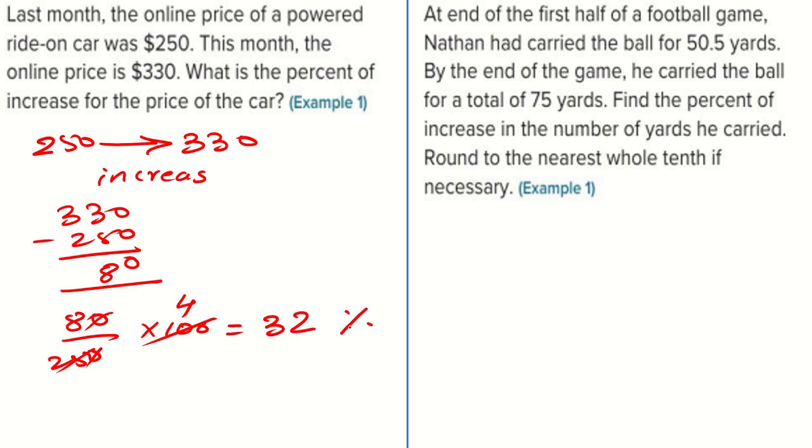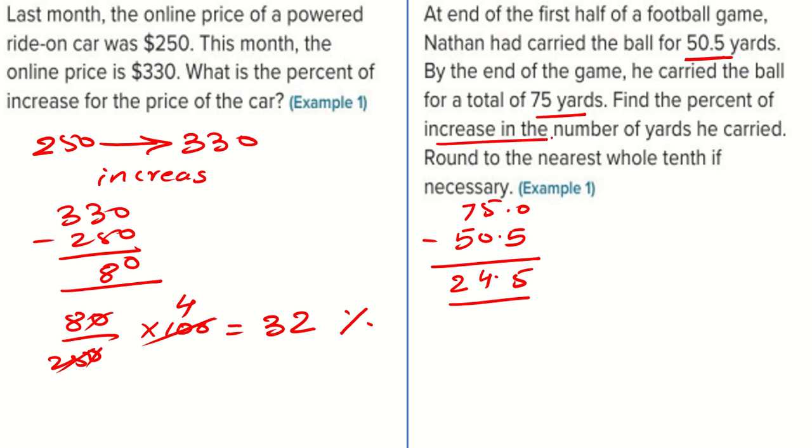Okay. Now next is, at the end of the first half of a football game, Nathan had carried the ball for 50.5 yards. By the end of the game, he carried the ball for 75 yards. So first it was 50.5 and now it is 75. So how much is the change? The change is 75 minus 50.5, which is 24.5.